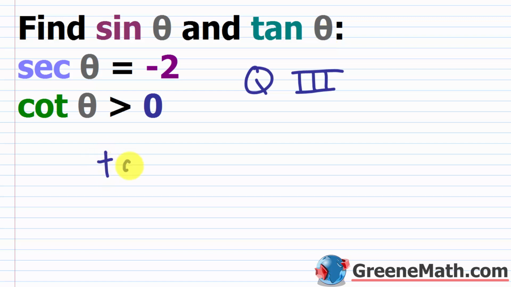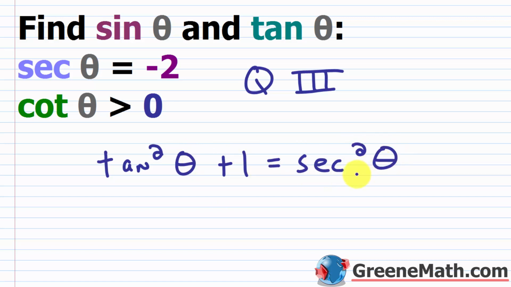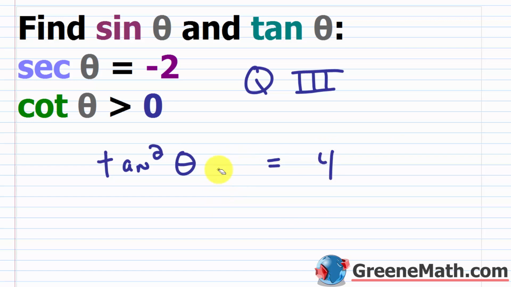We have the tangent squared theta plus 1 is equal to the secant squared theta. So I'm just going to plug in for this. Remember, it's squared, so it would be negative 2 squared, both the negative and the 2 being squared. If I did that, that would be positive 4. So let's just erase this and put 4 in here. Okay. I'm going to subtract 1 away from each side of the equation, so this is gone, and this would be a 3. So what you have here is tangent squared theta is equal to 3.